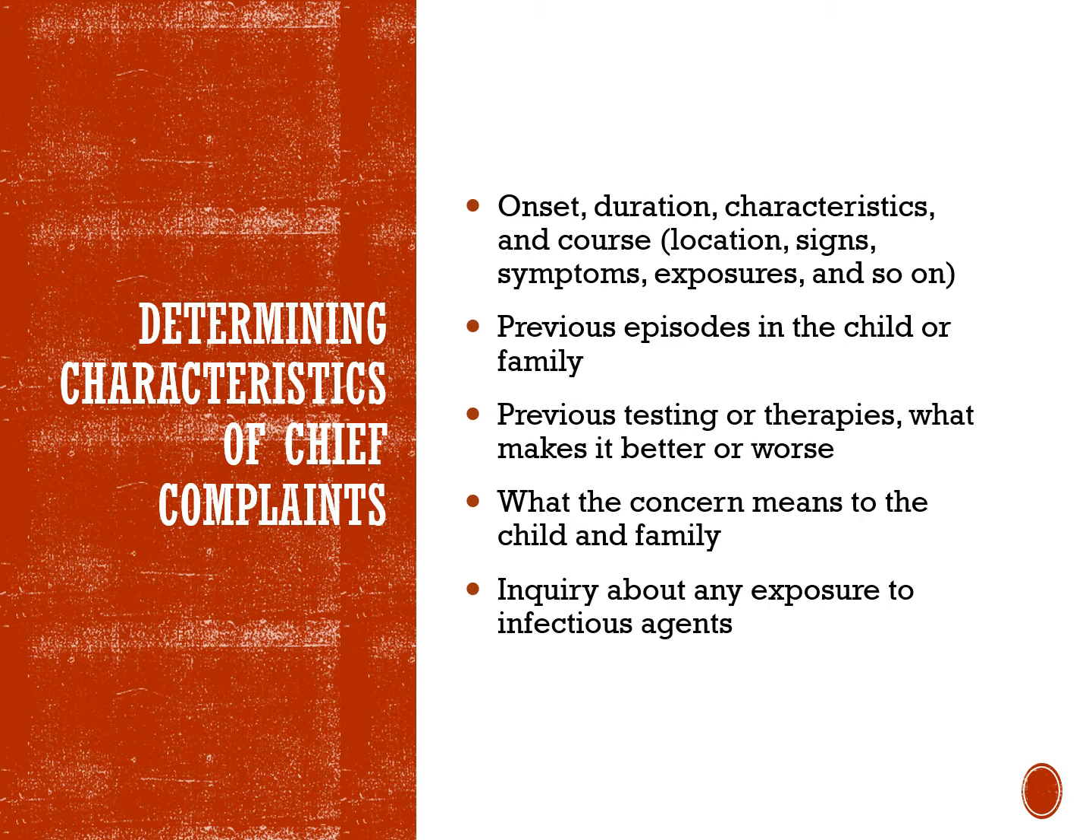We'd want to ask, when did this start? How long has it been going on? Any defining characteristics, the location, signs, symptoms, exposures, etc. We'd want to know about any previous episodes in this child or in the family, any previous testing or therapies. What makes it better? What makes it worse? Things that you've done at home. Have you gone anywhere else to be evaluated?